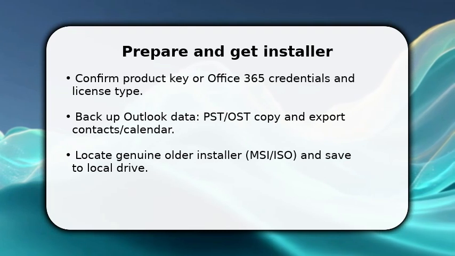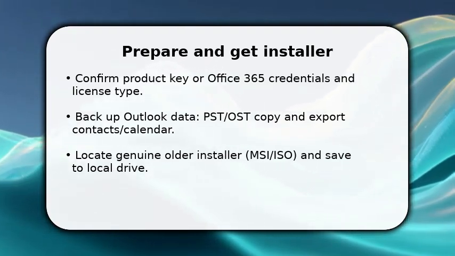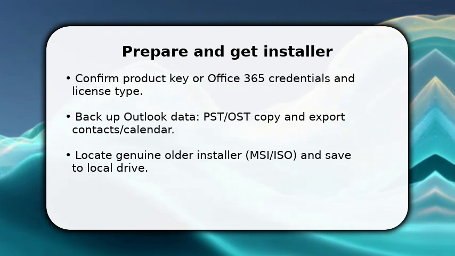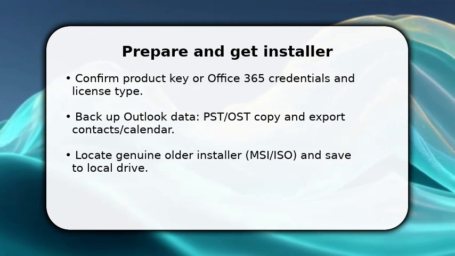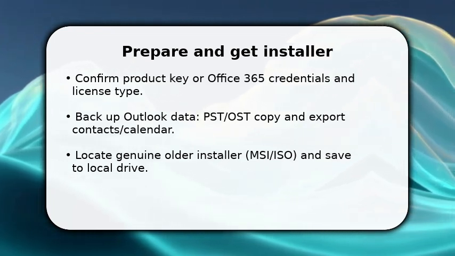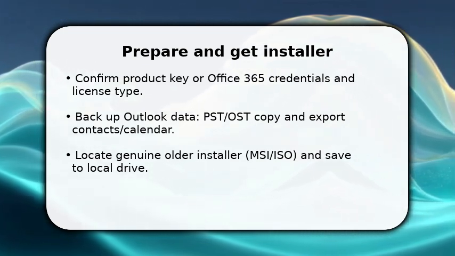You start by securing the essentials: your license, a full Outlook data backup, and the exact older installer file. Once done, make sure Windows Restore is enabled so you can roll back if needed. You must also disable automatic Office updates in Windows Update or the Office settings to prevent immediate upgrade.